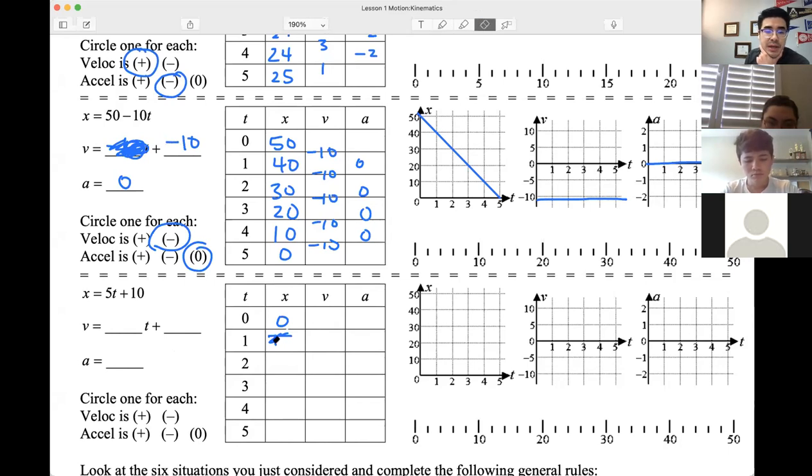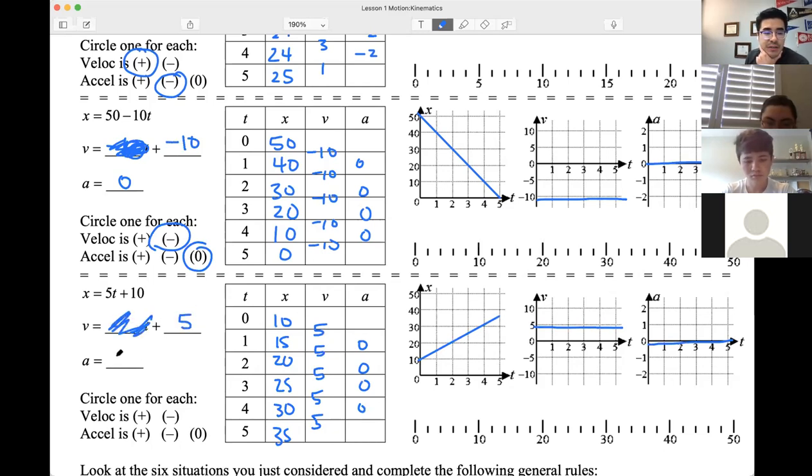Sorry, if we start at the beginning, it'd be 10, 15, 20, 25, 30, 35. The velocity is upping itself by 5 every time. And then the acceleration is none, none, none, none, none. Draw a straight line there, there, and there. Since the velocity has no variation, it's just going to be v is equal to 5, and acceleration is 0.